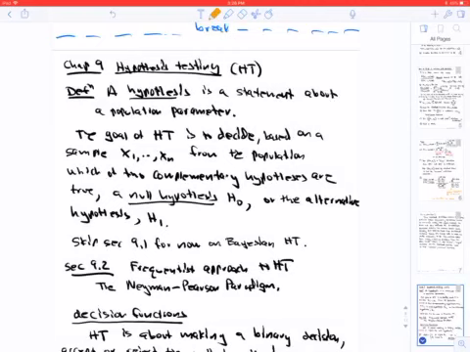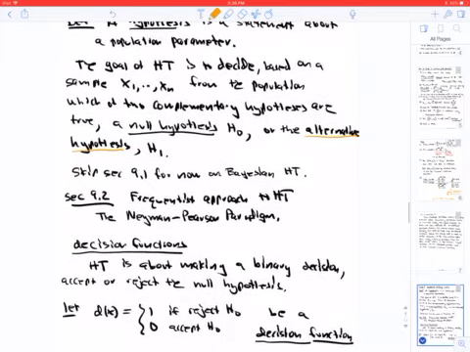So, a hypothesis is a statement about a population parameter. The goal of hypothesis testing is to decide, based on your sample, one of two complementary hypotheses, which one is true, either the null hypothesis or the alternative hypothesis.